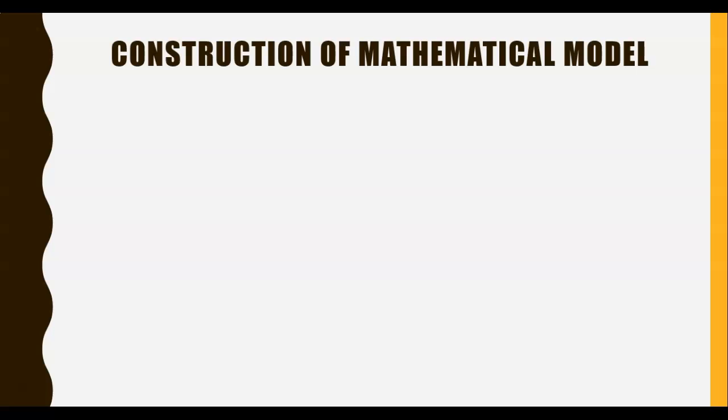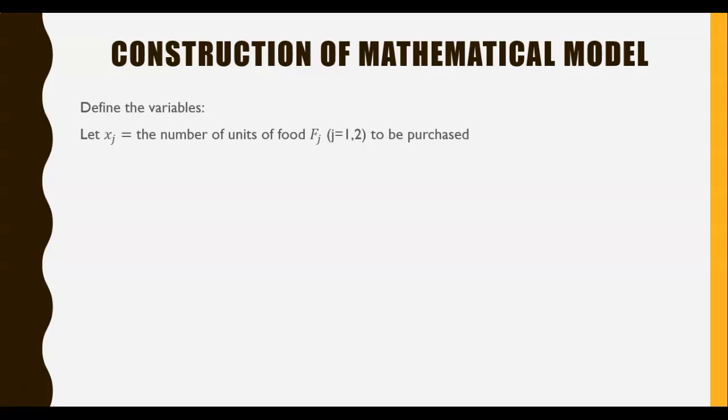So the next step is formulation or construction of the model. For making a mathematical model, we first need to define the variables involved. We call these decision variables because these help in the decision making. Let Xj denote the number of units of food Fj, that is j is equal to 1, 2. There are two types of foods, F1 and F2, to be purchased. So we want to know what is the value of X1 and what is the value of X2. So these are the decision variables.